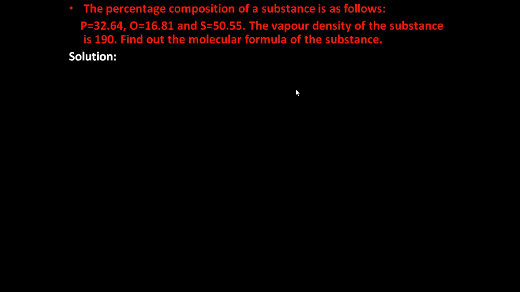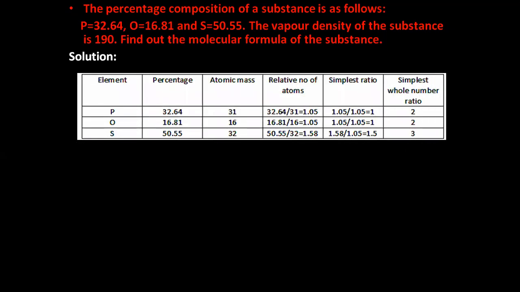Again, first we need to find out the empirical formula from the percentage. So again, we'll do the very same thing. First we'll write the elements, that is phosphorus, oxygen, and sulfur. Percentage: 32.64 for phosphorus, oxygen is 16.81, and sulfur is 50.55. Then atomic mass is 31 for phosphorus, oxygen is 16, and sulfur is 32.